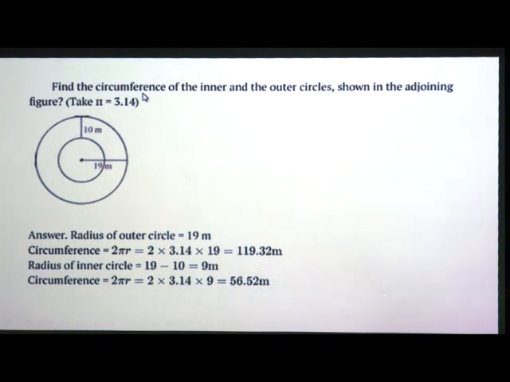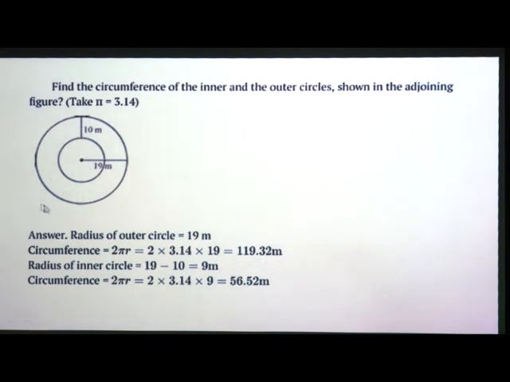So, the circumference of the inner and outer circles. You can see here two circles, one circle is here, another is the outer circle. Find the circumference of the inner circle and outer circle shown in the adjoining figure. Take the value of pi as 3.14. It will always be given in the question. When it is given as a fraction, we have to consider it as a fraction, otherwise we consider the given decimal value. So, what we have to do? We have to find the circumference of the inner circle and the circumference of the outer circle.